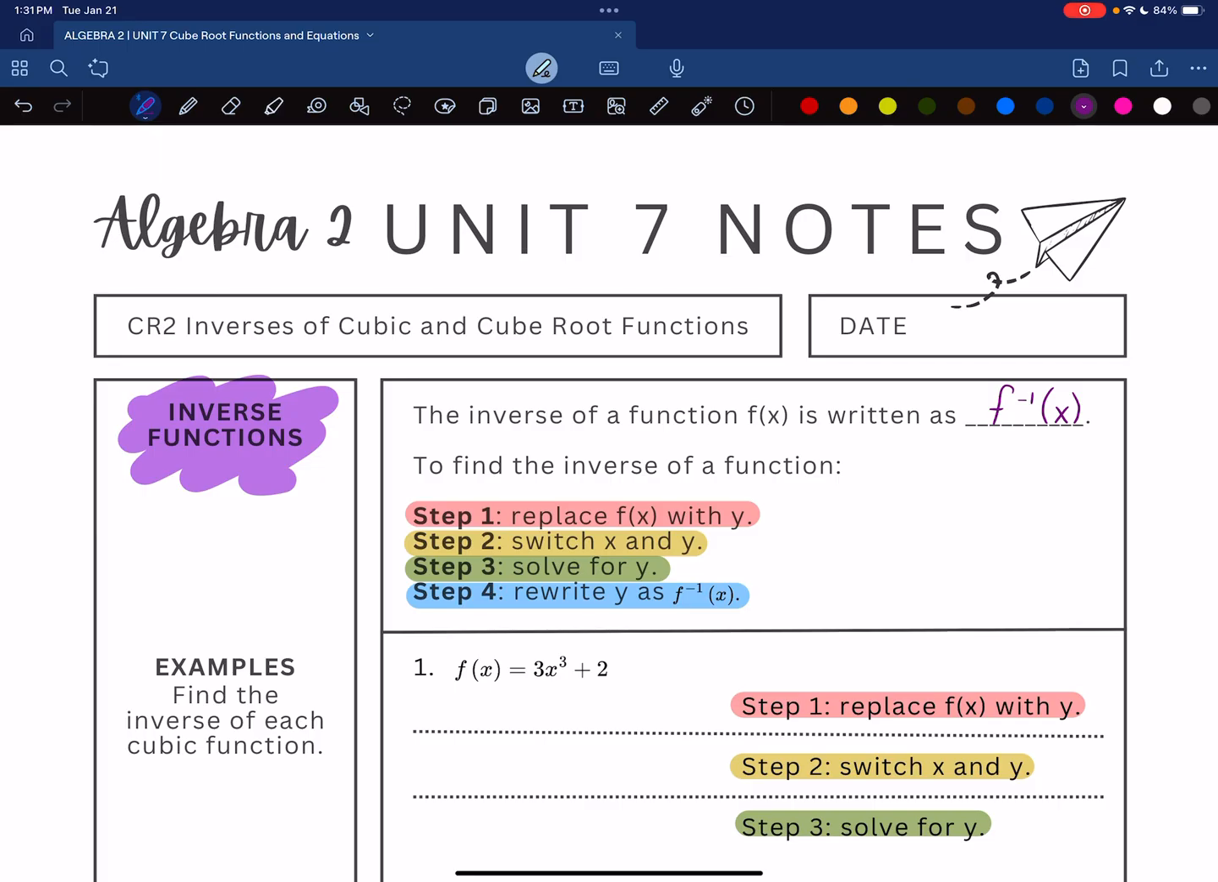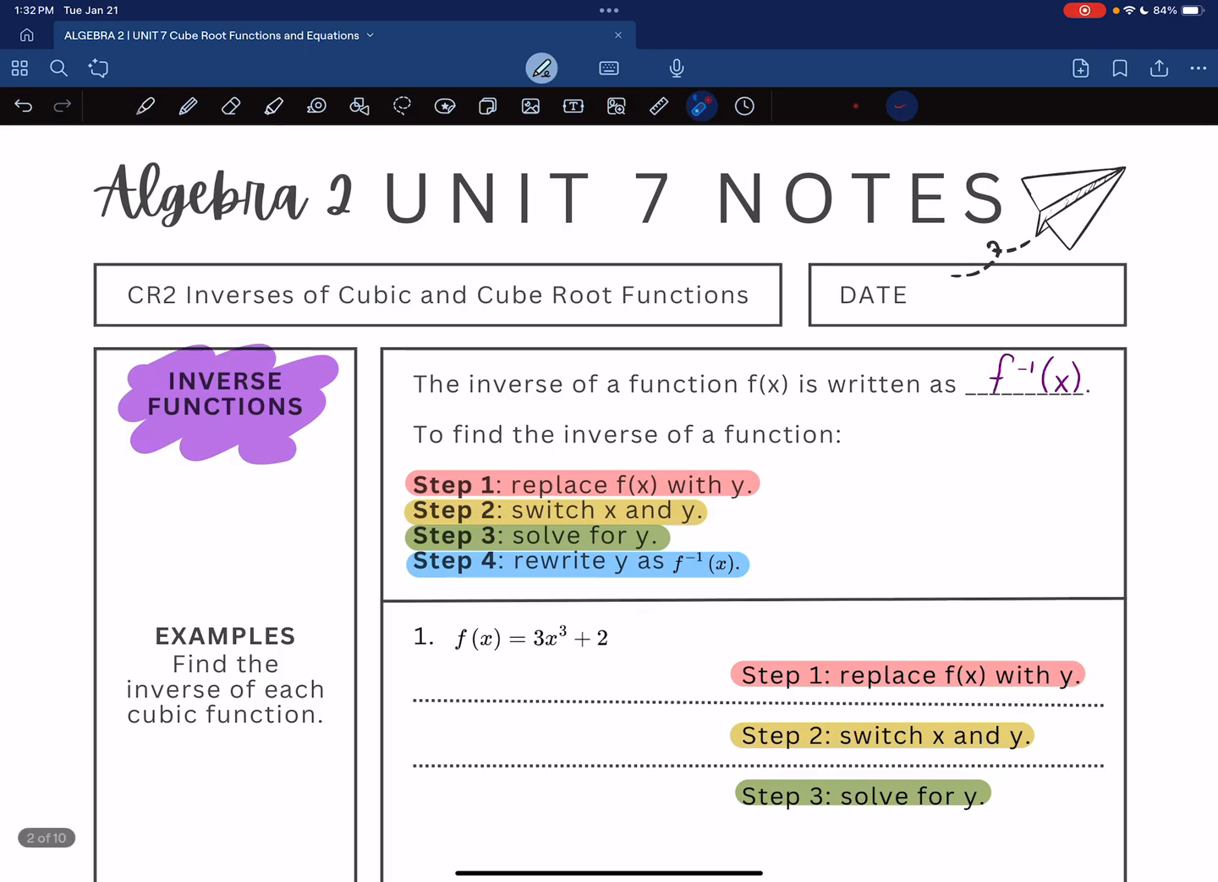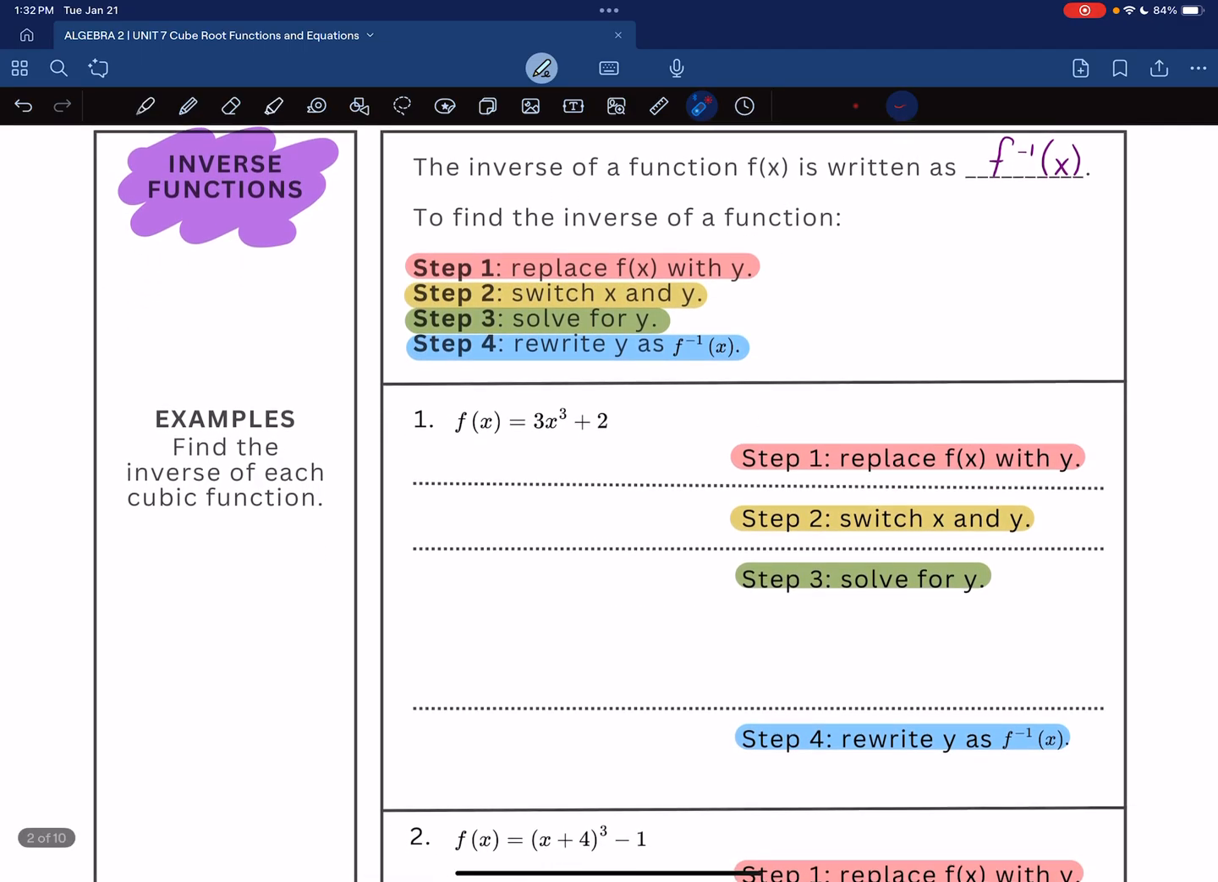In order to find the inverse of a given function, we'll be following these steps. Step number 1 is to replace f of x with y. Step 2 is to switch x and y. Step number 3, to solve for y. And then lastly, to rewrite it using that function notation. This is not the first time we've found inverses, but now we're looking at finding inverses for this function family. So let's find the inverse of the cubic functions here together.